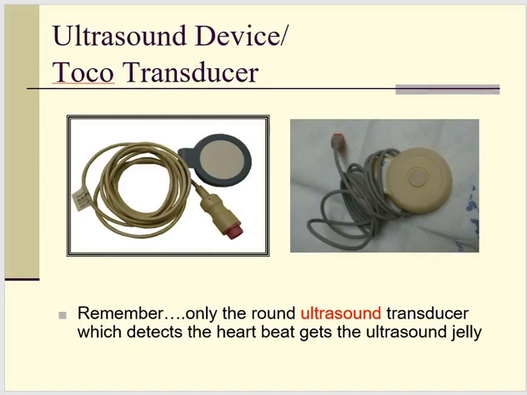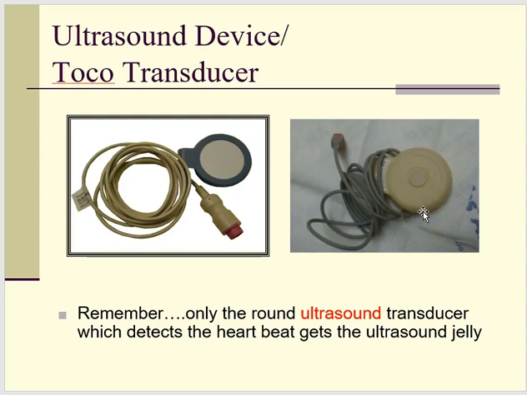A close-up picture of your devices. Your ultrasound device here, in order to pick up that heart rate, is going to require the ultrasound jelly, also known in the highly technical term of goop. You're going to take your goop, you will cover this little device, you will then place it to try and find your heart rate. Remember, the TOCO, the contraction monitor, does not require any ultrasound jelly. Don't put anything on this.